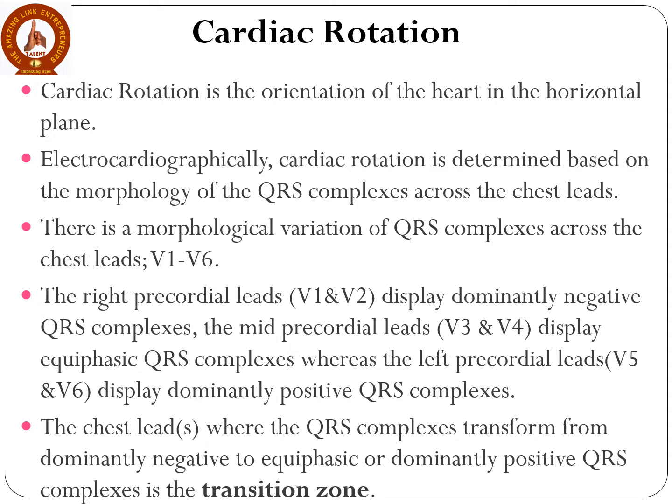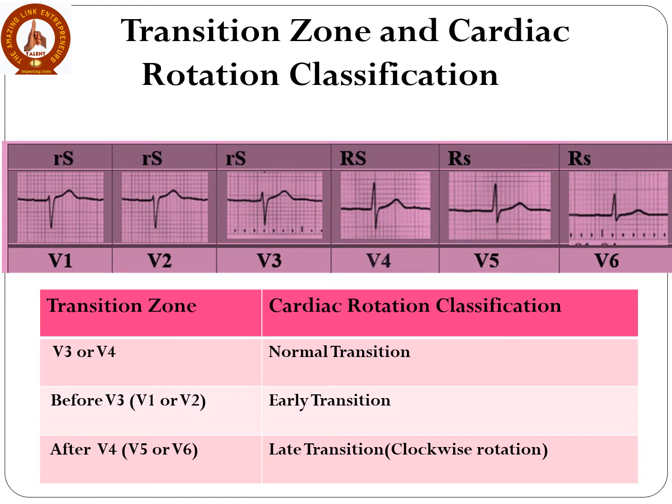In assessment of cardiac rotation, only the chest leads are considered. The first thing to do to determine cardiac rotation is to determine which of the chest leads is the transition zone. Let's consider this diagram. This is a normal variation of the morphology of QRS complexes from V1 to V6. V1, V2 and V3 contain dominantly negative QRS complexes, then V4 here is a transformation to dominantly positive QRS complex, so also V5 and V6. So the transition zone here is V4.